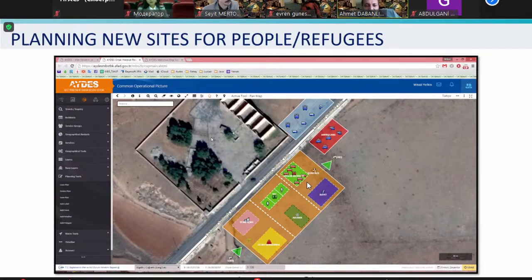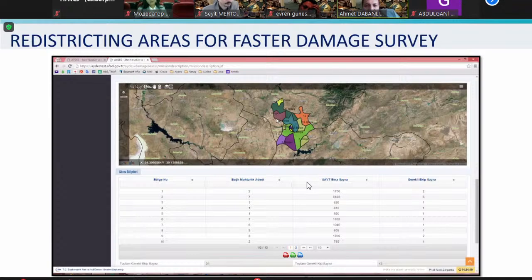After the earthquake or any flooding happens, you need temporary settlements. So you have to plan them. How much area you need, how many tents, how many living facilities you need. You have to plan everything, and also you have to divide the whole region by the population or by the number of buildings, and then you can distribute all the teams to the region, and the preliminary information can easily be collected from the field for decision makers.